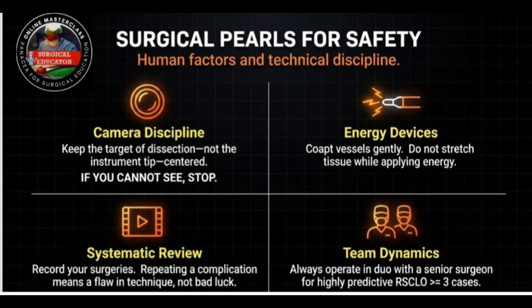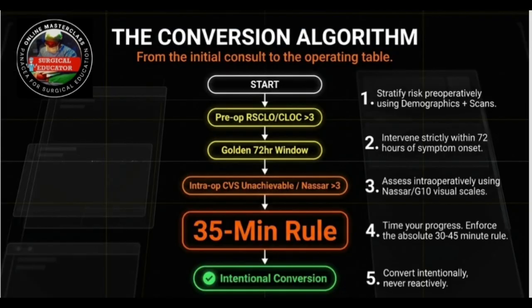Incredible. All right, bring it all into pristine focus on slide 14, the conversion algorithm. A unified 5-step checklist. Let's walk through it. Step 1. Stratify risk preoperatively. Calculate CLOC or RSCLO. Step 2. Intervene strictly within the 72-hour golden window. Catch it in the edematous phase before fibrosis sets in.